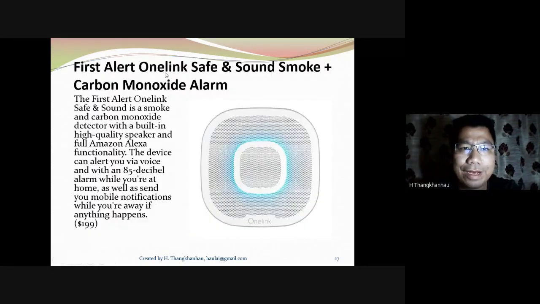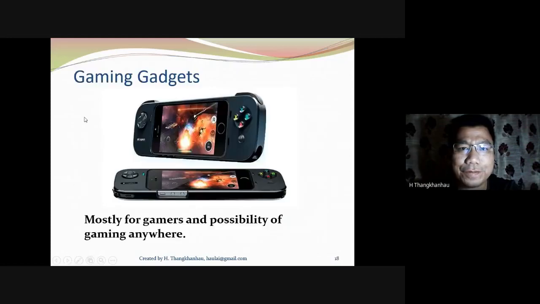And another one is this carbon monoxide alarm. Suppose you are living in a room where there are no windows, or it is not well ventilated. You can use this kind of device or gizmo and place it anywhere inside your room, and this device can alarm you if the level of carbon monoxide is high, which may be harmful for you. So this is another kind of device.